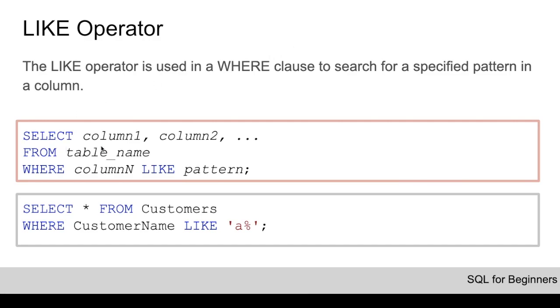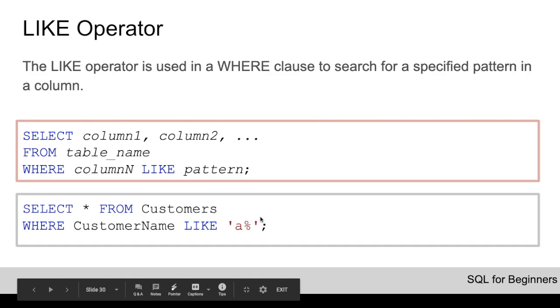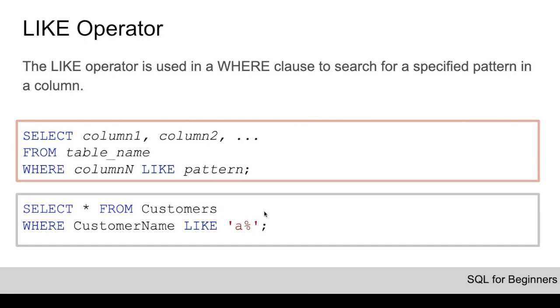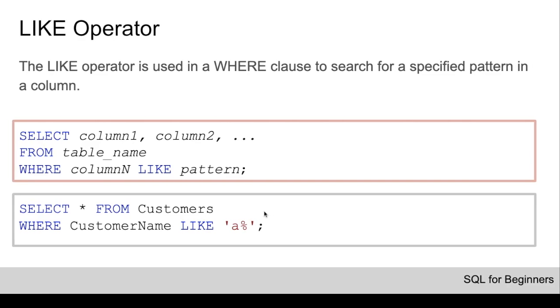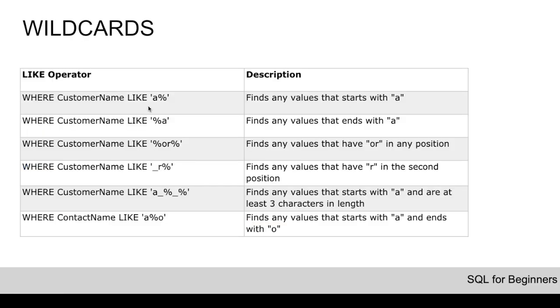If we look at the formula, this is very similar to the previous ones, and we use the LIKE operator in the WHERE clause. We specify the column name here, and then we say LIKE, and after that we tell which pattern we are looking for. For example, here we want to retrieve some information from the customers table where the customer name is like this. This one means that we want to get the customer names that start with the letter A.